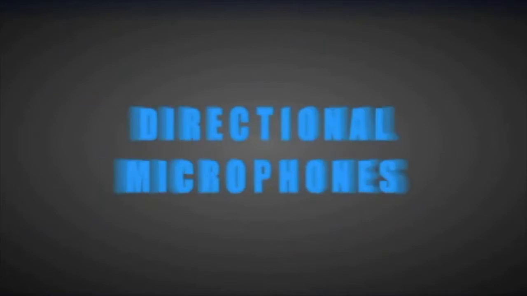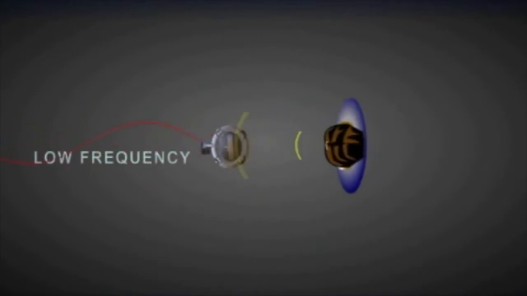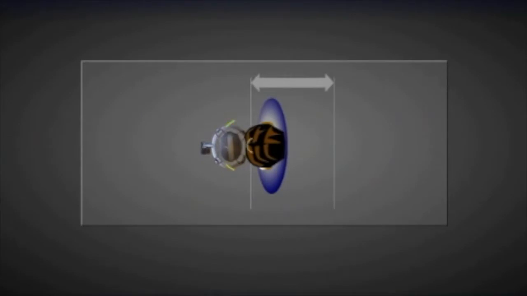One characteristic of directional microphones is known as the proximity effect. The proximity effect is an exaggeration of the low frequencies that occurs when the sound source is too close to the microphone. This makes the sound source boomy and prominent.